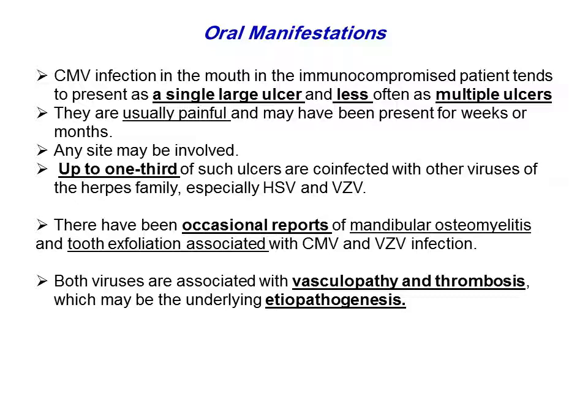The oral manifestation of cytomegalovirus in the mouth of immunocompromised patients tends to appear as a single large ulcer and less often multiple ulcers. These are usually painful and may stay for weeks or months. They may involve any site in the oral cavity. Up to one third of ulcers are co-infected with other viruses, especially herpes simplex virus and varicella zoster virus.